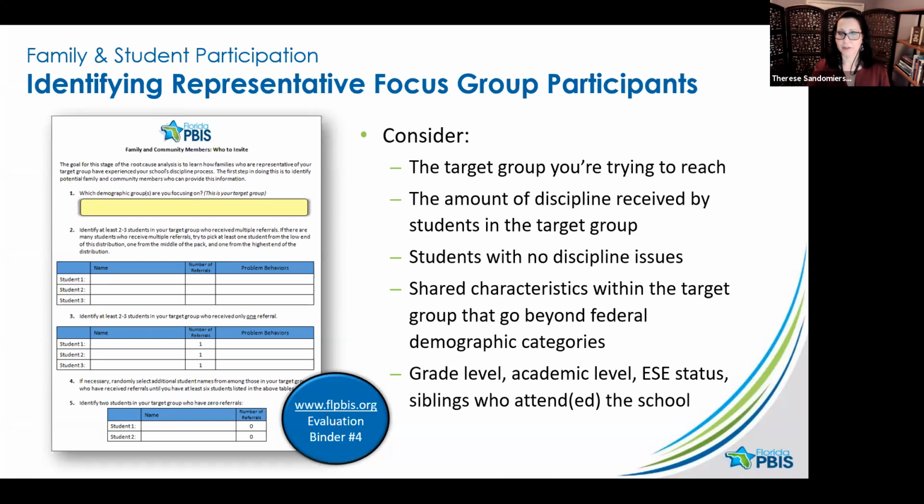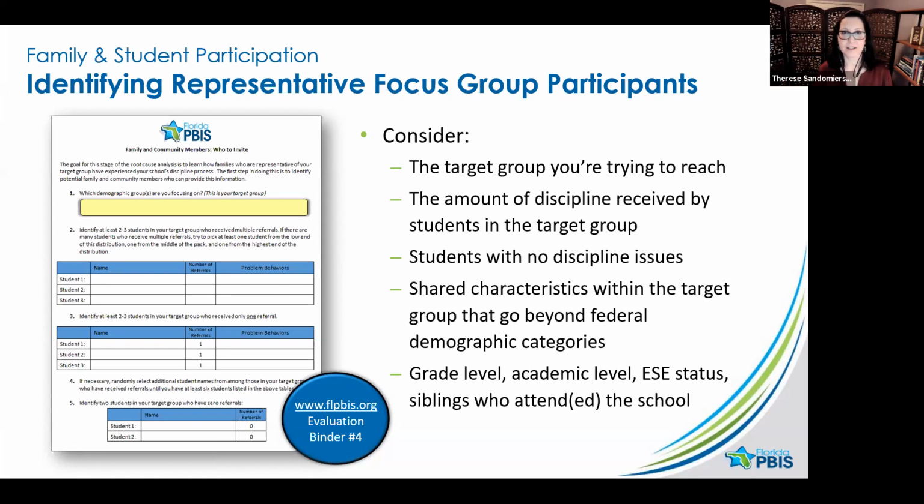Thinking about your target group, race and ethnicity is just one dimension of culture and identity. And even within Black African American communities, there are sometimes shared characteristics that go beyond just that label of Black African American. So thinking about certain countries, like we have some schools with a very large Haitian population, right? And so if that's the case for your school, then you want to make sure that you're including families that have the characteristics I mentioned before and are also Haitian.